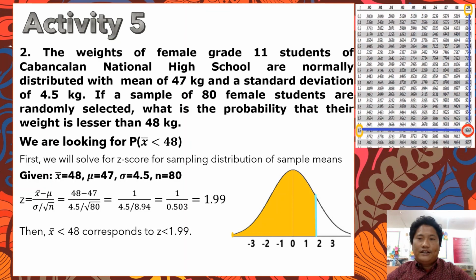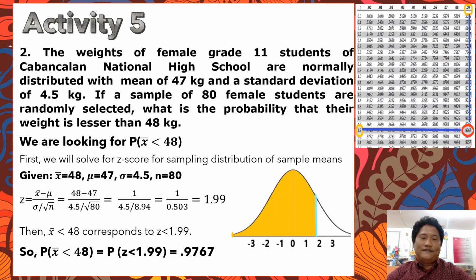Looking at the z-table for 1.99, we have 0.9767. So our probability when our sample mean is less than 48 is equivalent to 0.9767, or a 97.67% probability or chance to have our 80 female students with a mean weight of 48 kilograms.